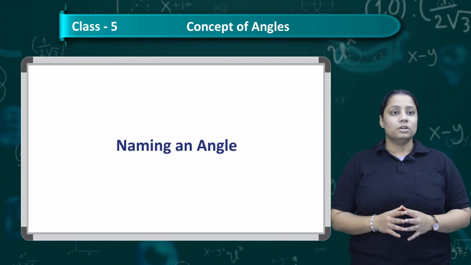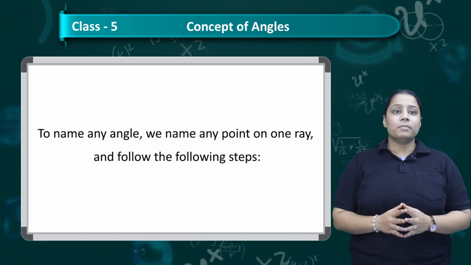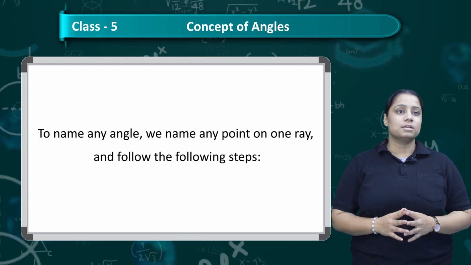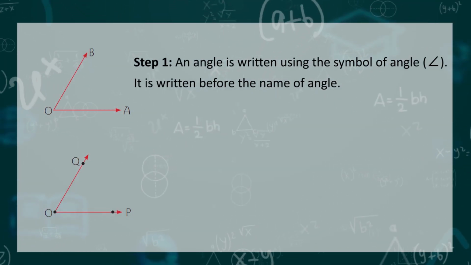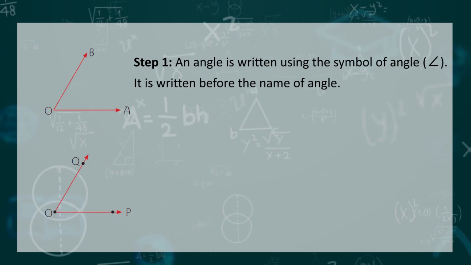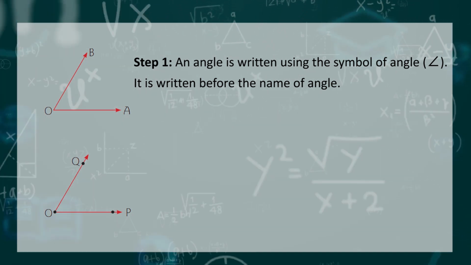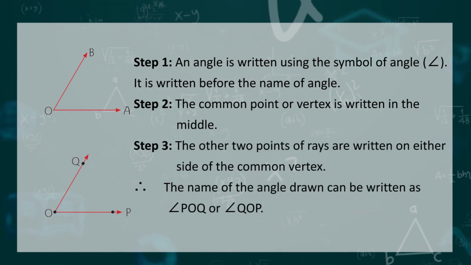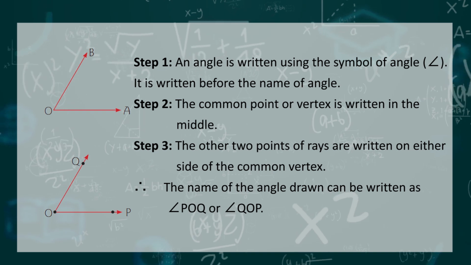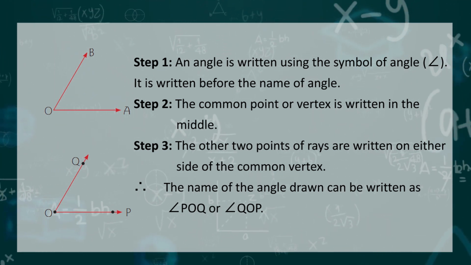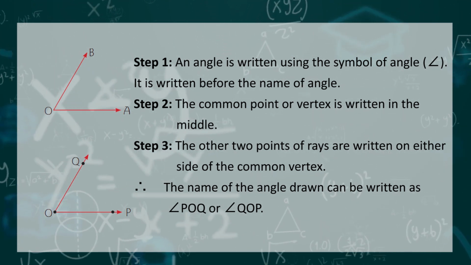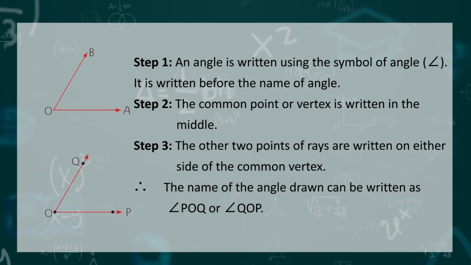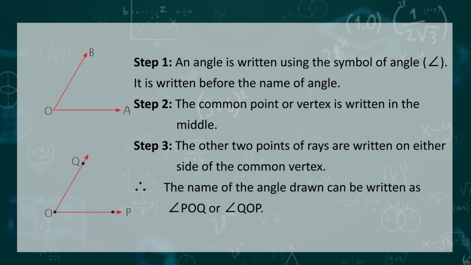Naming an angle. To name any angle, we name any point on one ray and follow the following steps. Step 1. An angle is written using the symbol of angle. It is written before the name of the angle. Step 2. The common point or vertex is written in the middle. Step 3. The other two points of the rays are written on either side of the common vertex. Therefore, the name of the angle drawn can be written as angle POQ or angle QOP.